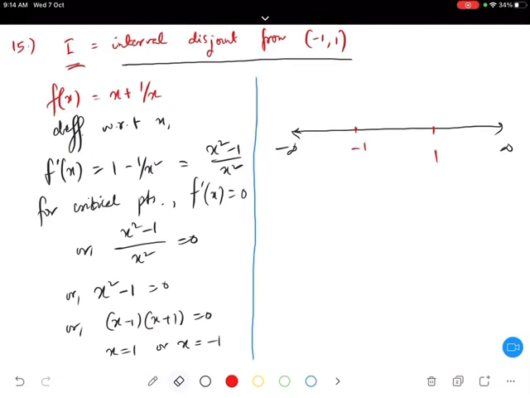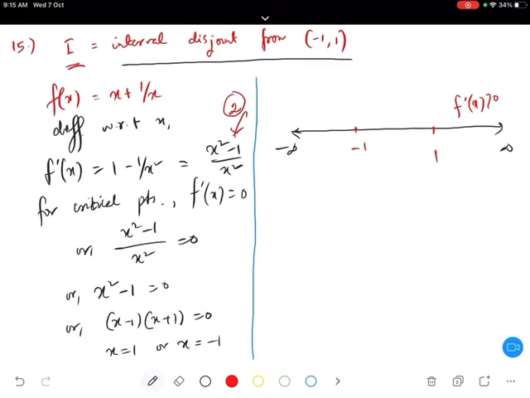2. Yes or no? If I have to take a value more than 1, that is 2. Now, put that value 2 in here and tell me will it be positive or not. It will be positive, right? 2 square minus 1 divided by 2 square. So it will be 3 by 4. So I will write here f dash x greater than 0. It is positive, that's why the slope is greater than 0.